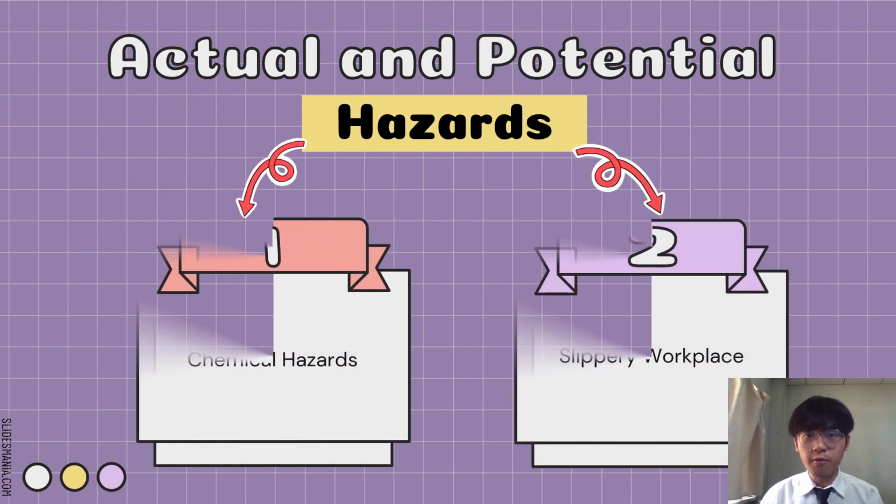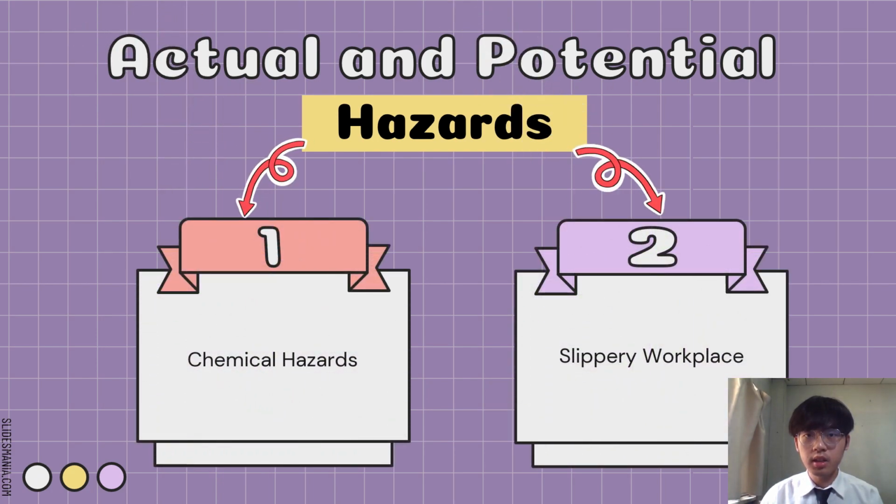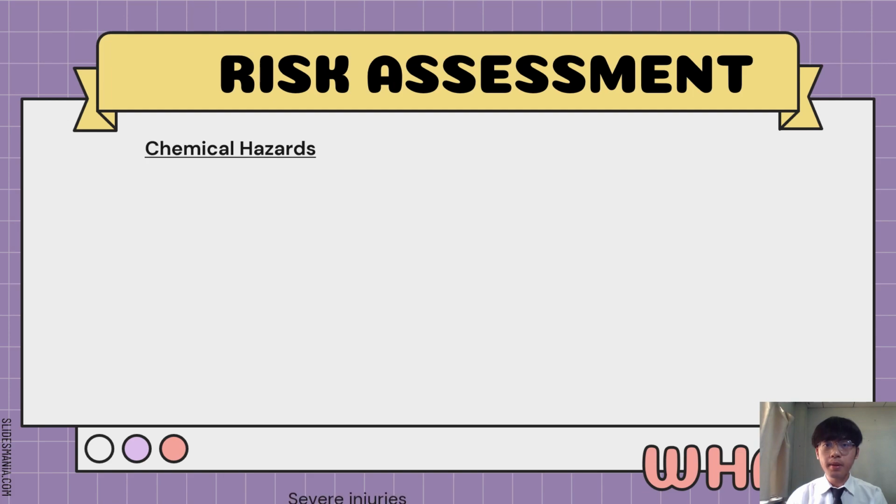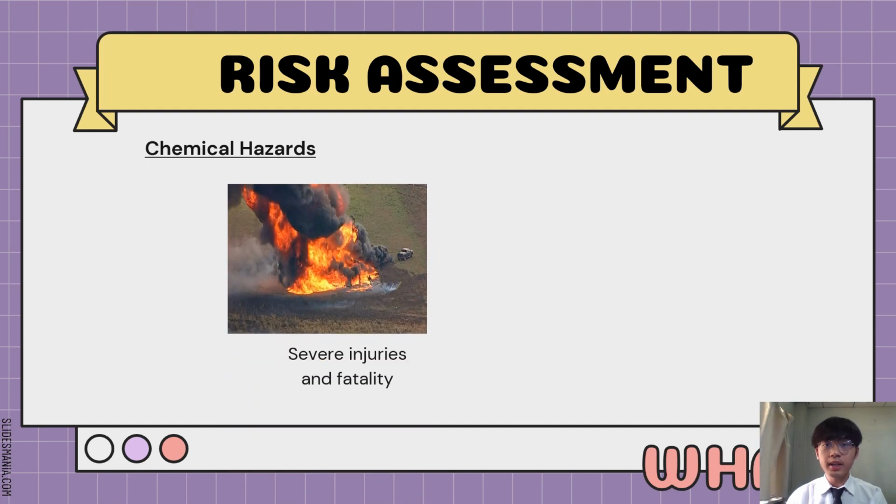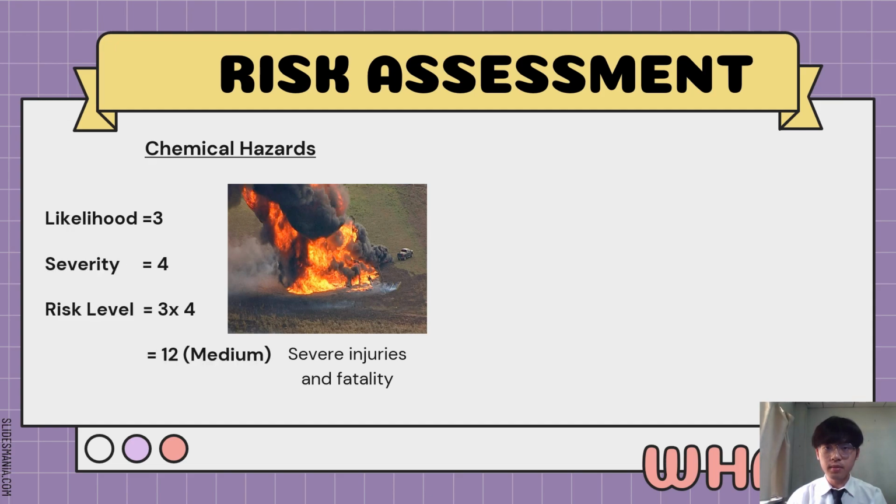There are two types of actual and potential hazards, which are chemical hazards and slippery workplace. For any pipeline pigging operations, chemical hazards like pyrophoric dust and hydrogen sulfide can lead to an explosion that could eventually lead to injuries and fatality. The likelihood is 3, while the severity is 4, and the risk level is considered as medium.